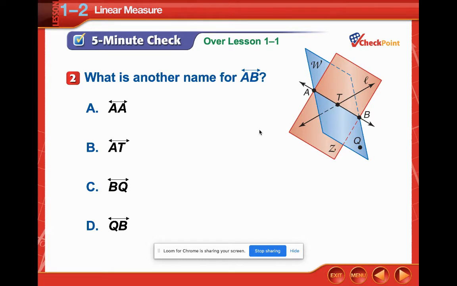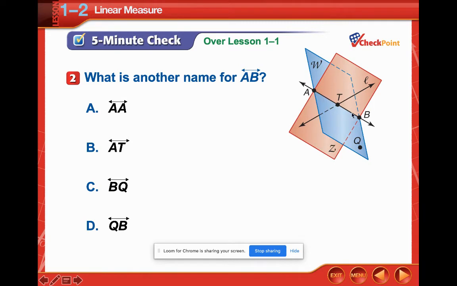All right, what is another name for AB? Okay, so I'm going to give you guys, again, about 5 seconds to go ahead and pause this and try to complete this on your own. All right, hopefully you were able to figure it out. Okay, what is another name for AB? Line AB. So there's line AB.